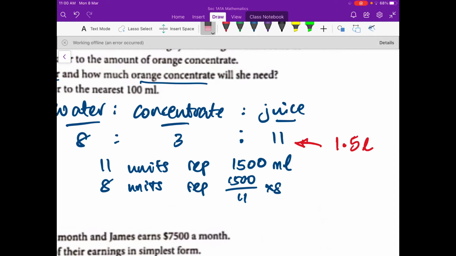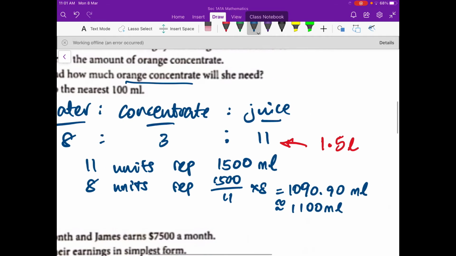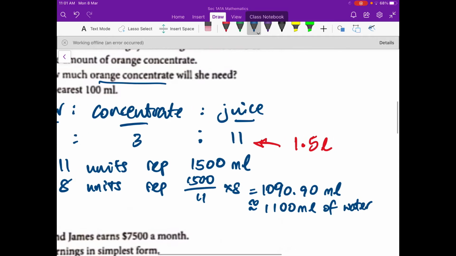Times 8. I have 1090.9 and so on. So 1090.90 ml. Now they wanted it to the nearest 100 ml. So you need to round it off to become 1100 ml of water. Okay, so that's the amount of water that's required.